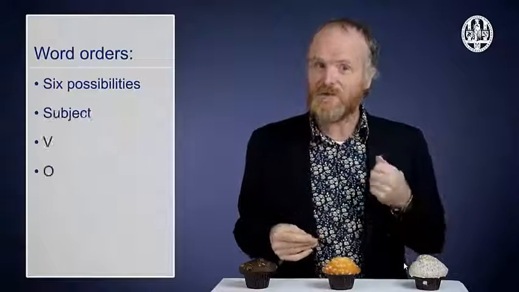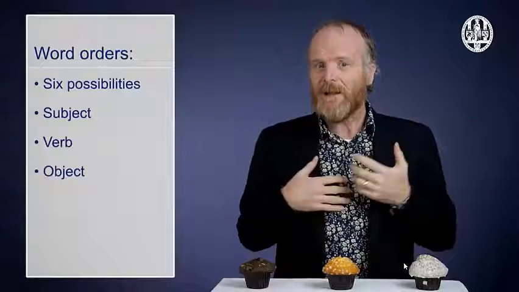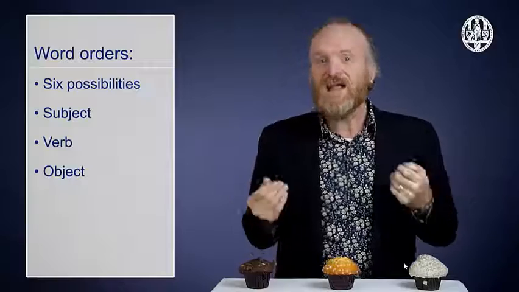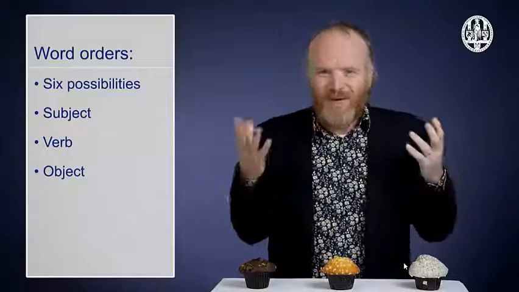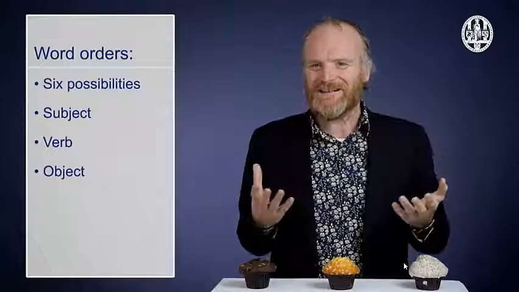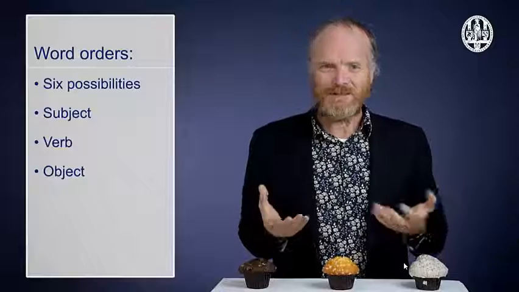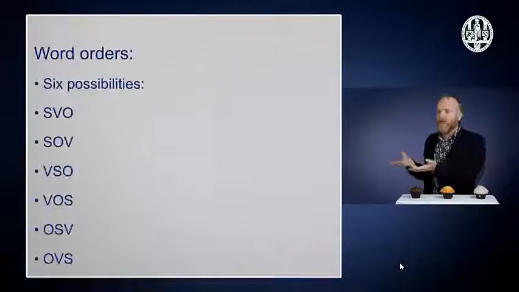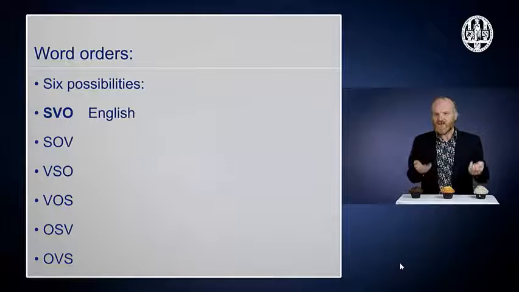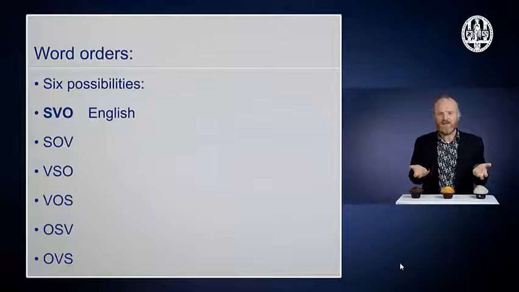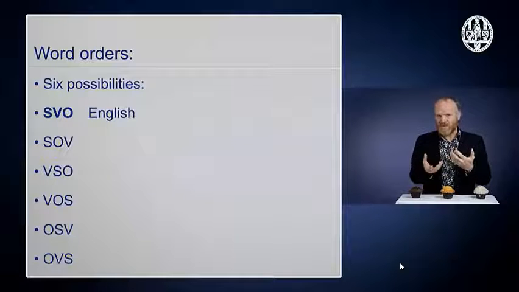S, V, O, subject, verb, object can be put in 6 possible orders. And what's fun is all of those orders are attested in human languages. We find some human language which has one of those orders as the basic order. Here they are. SVO is easy. That's English. John eats rice. We have seen that. So that had the subject in the first position.